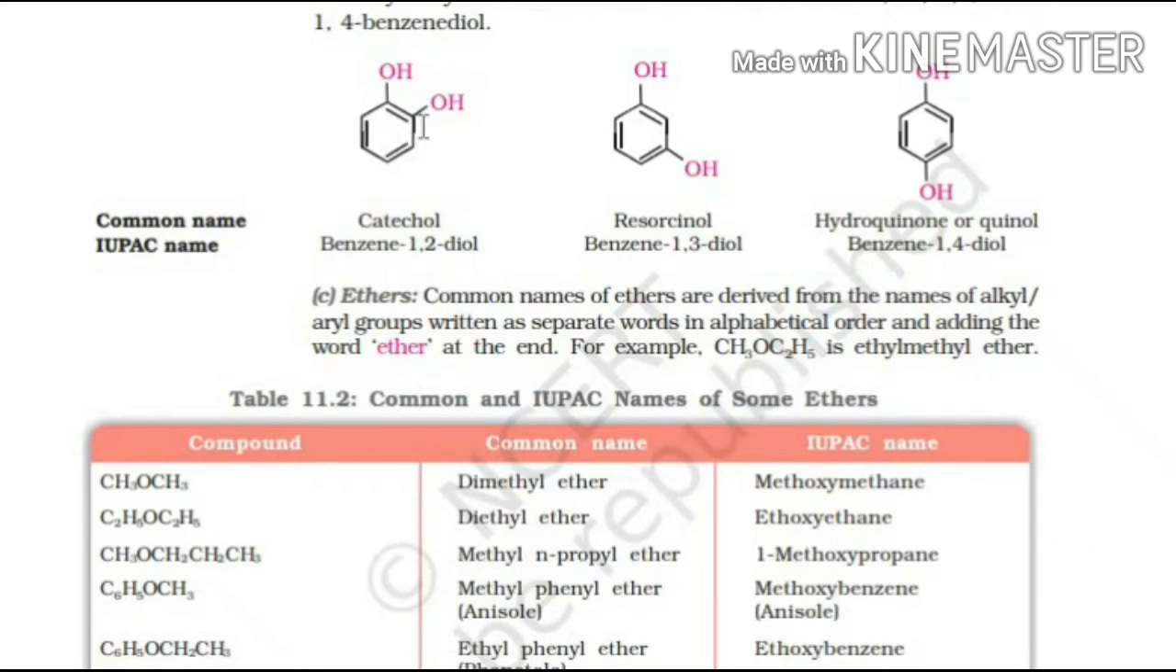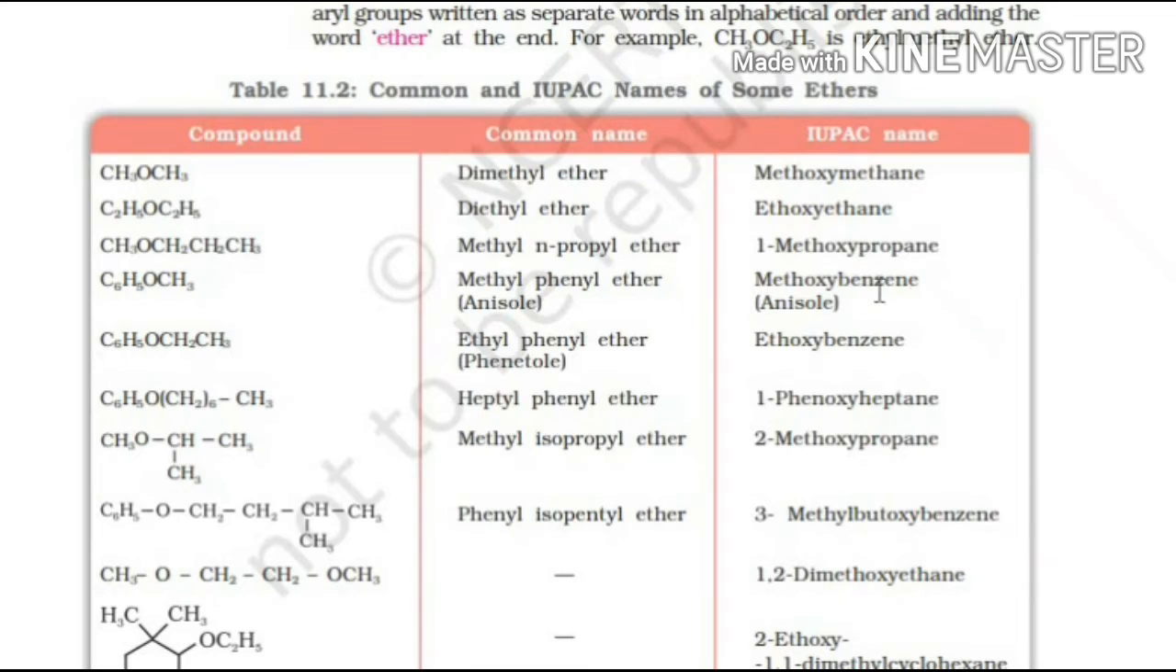Now the IUPAC name: this is benzene, and at the first and second positions there are 2 ols, that is 2 OH groups, so this is known as benzene 1,2-diol. And in this case this is benzene, and at the first and third there are 2 ols, so this is known as benzene 1,3-diol. Di means 2, that is 2 ols. Now at the first and fourth there are 2 ols, so this is known as benzene 1,4-diol. Di means 2. Now the nomenclature of ethers.